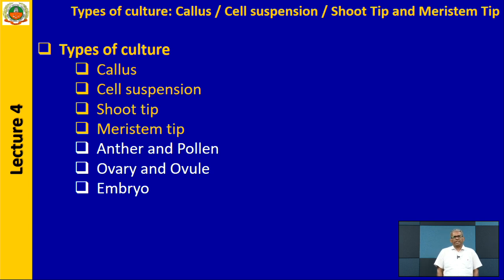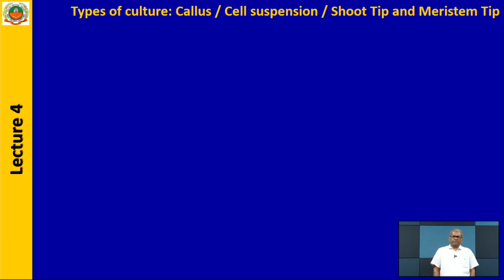When you look into the different types of explants, we can now understand that we can use both vegetative tissues as well as reproductive tissues. Vegetative tissues include your shoot tips, meristem tip, leaf bits, stem bits and so on, and your reproductive tissues include your anther and ovaries. So, in this lecture, we are going to discuss 4 different types of cultures, namely callus culture, cell suspension culture, shoot tip as well as meristem tip culture.